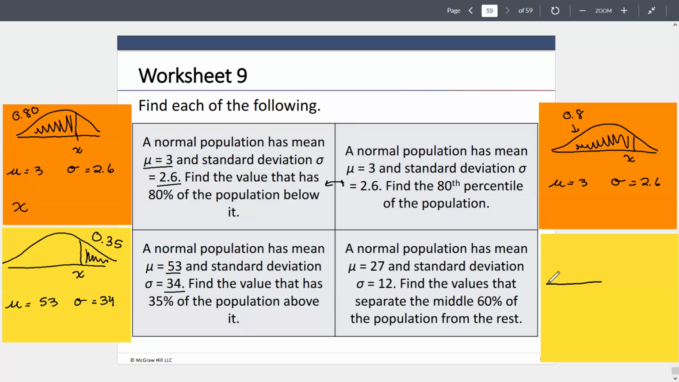And then my last one. We're going to have something that's normally distributed. It's going to have a mean of 27 and a standard deviation of 12. And we want to find the values that separate the middle 60% of the population from the rest. Okay, so we're going to go back and find all this information. So let's go back to the TI-84, and we'll go through how to do this very quickly.